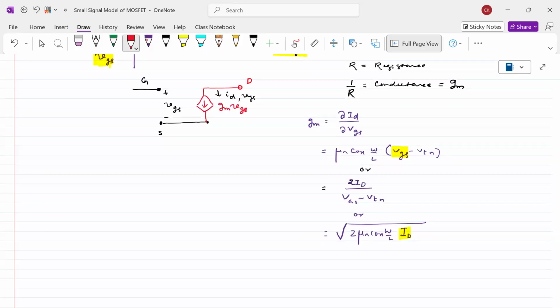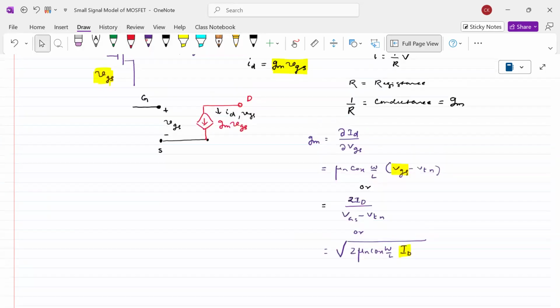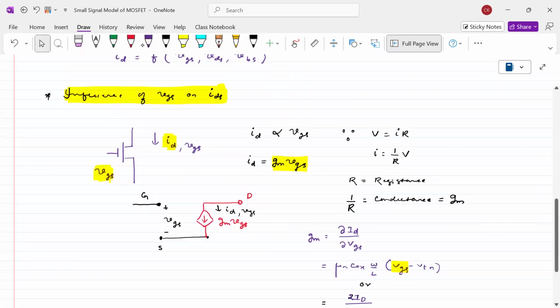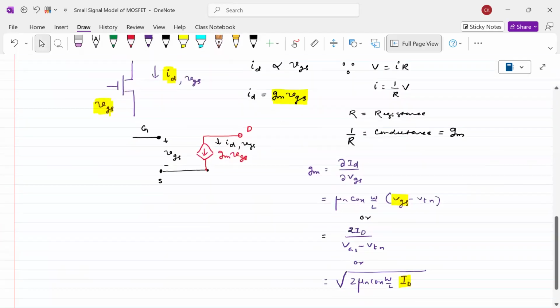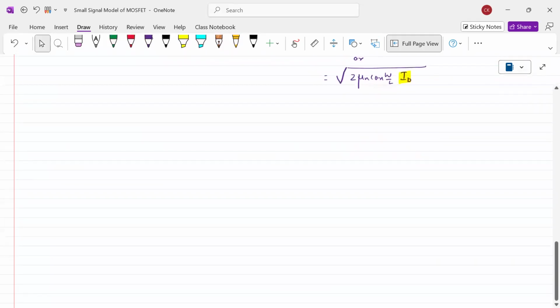If somebody asks you to draw the small signal model of a MOSFET under the saturation region, you have to draw this. Okay, the point is clear? Right. So this is the transconductance. We talked about the transconductance. This is the one parameter you have to remember in small signal analysis. Next, let us look at some other point.